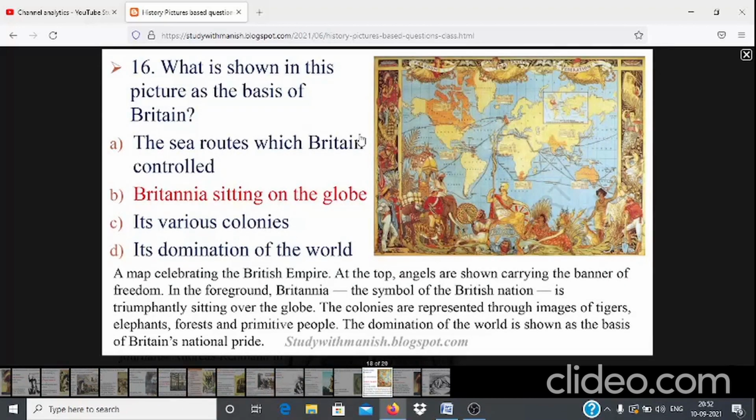Question number 16. What is shown in this picture as the basis of Britain? A. The sea routes which Britain controlled. B. Britannia sitting on the globe. C. Its various colonies. D. Its domination of the world. And the correct answer is option B, that is Britannia sitting on the globe.